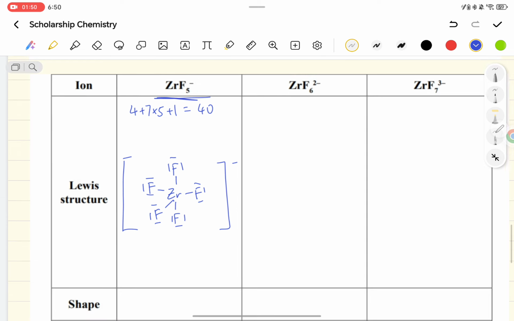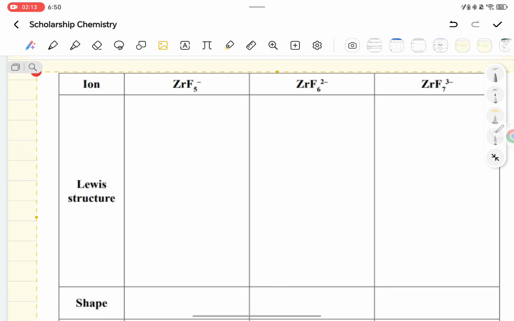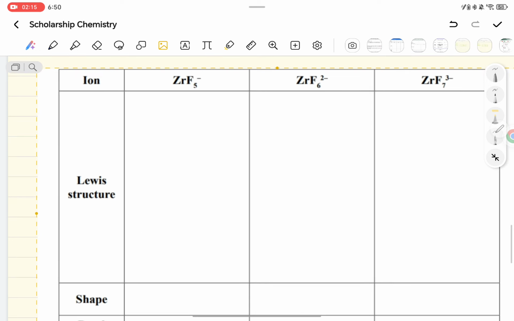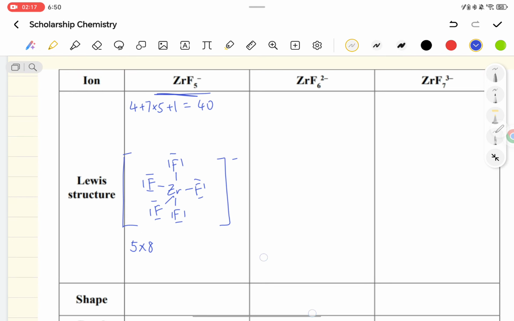And now let's see if we need to draw any lone pairs onto the central Zr atom. In our structure, we have 5 fluorine atoms, and each fluorine atom has 8 valence electrons, and the reason is mentioned in the previous video, so take a look if you need. And now we have 5 times 8, which is 40.